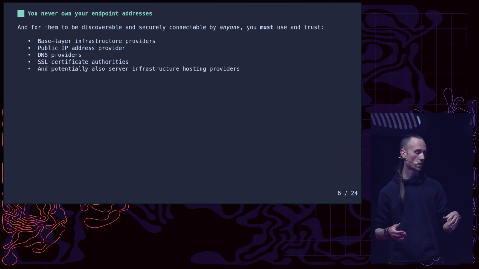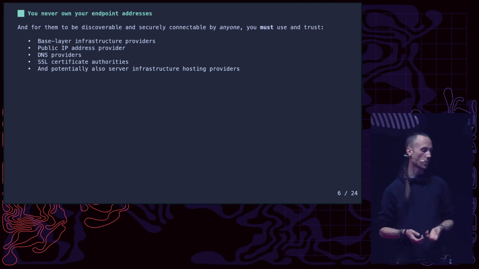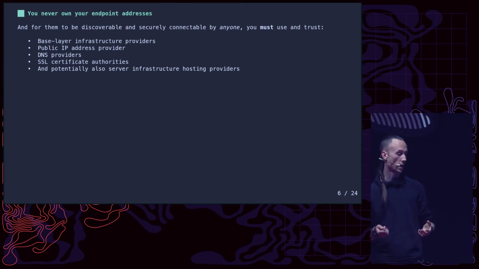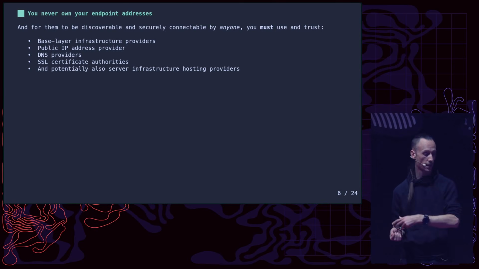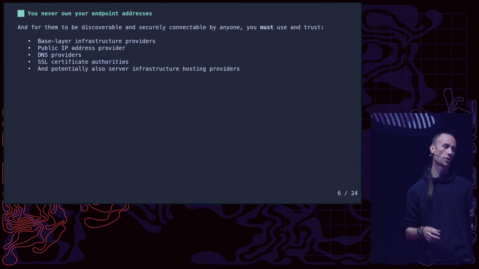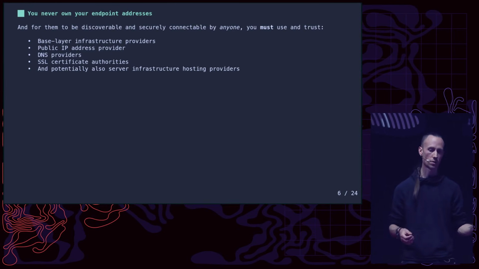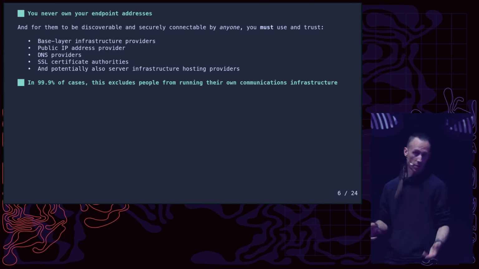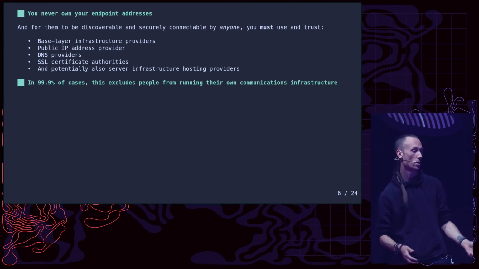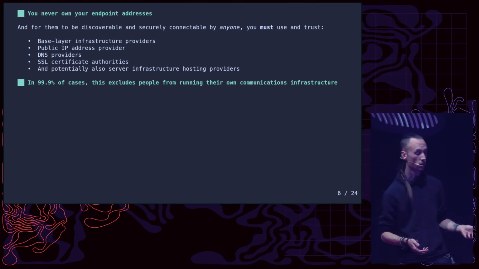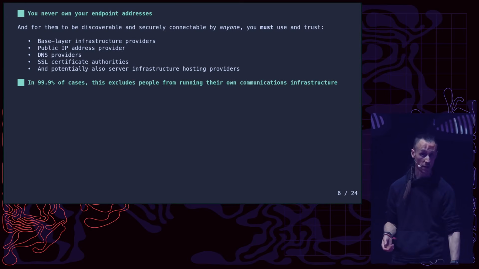So right now, to be able to have reachable endpoint addresses in a network, you need to trust a whole list of intermediaries. You need to trust base layer infrastructure providers. You need to have public IP address providers. You need to trust DNS providers, SSL certificate authorities, and signing intermediaries. And most likely, you will also need to have hosted server infrastructure or trust other kinds of service providers. And in 99.9% of cases, this will effectively exclude normal people or organizations from running their own communications infrastructure and hosting their own truly sovereign platforms for communication and disseminating information. I think this is inherently broken.